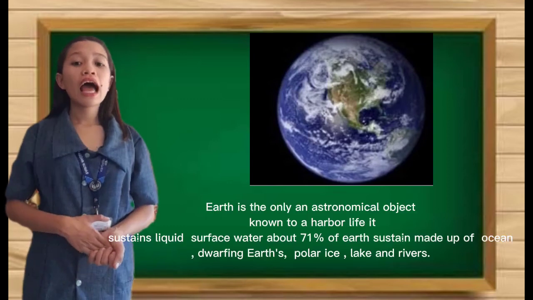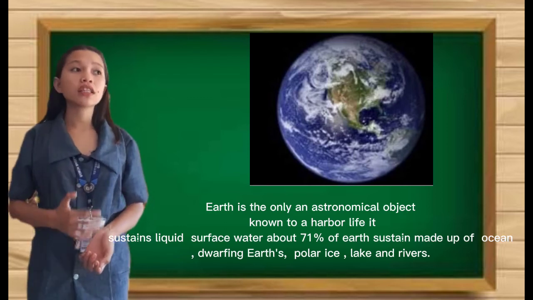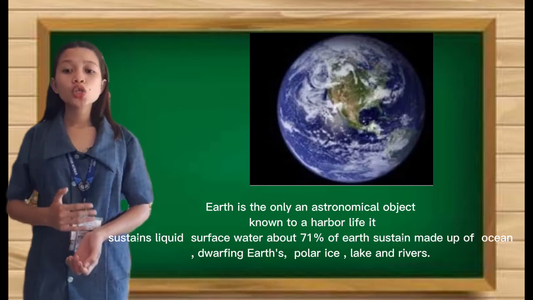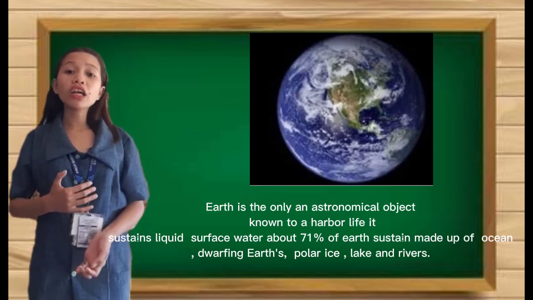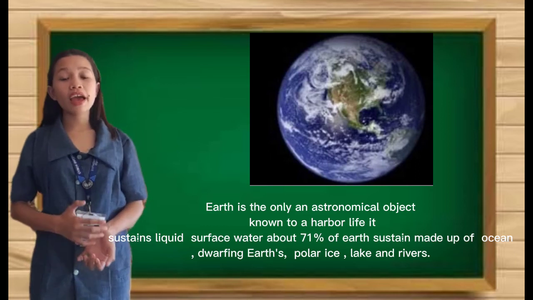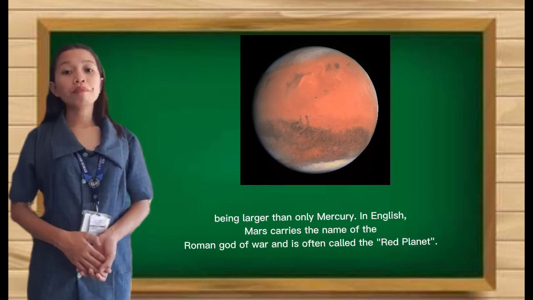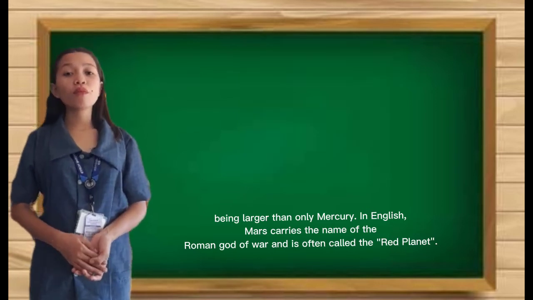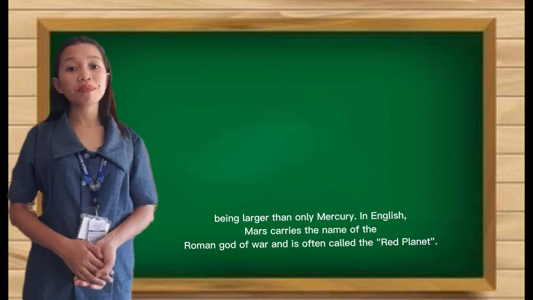Earth is the only astronomical object known to harbor life. It sustains liquid surface water, about 71% of Earth's surface is made up of the ocean, dwarfing Earth's polar ice, lakes, and rivers. Mars is the second smallest planet in our solar system, being larger than only Mercury. It carries the name of the Roman god of war and is often referred to as the Red Planet.